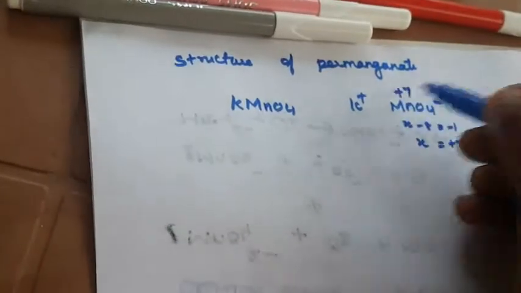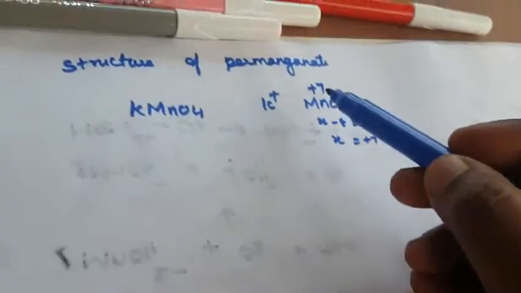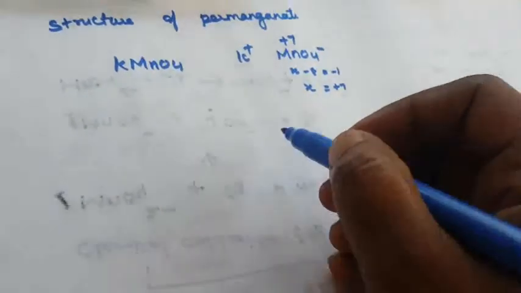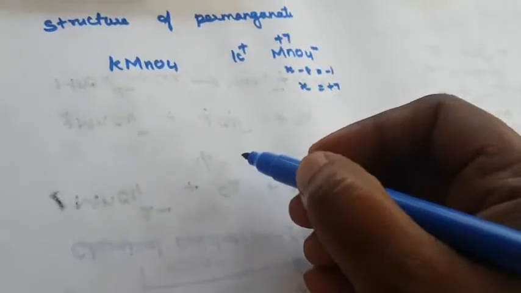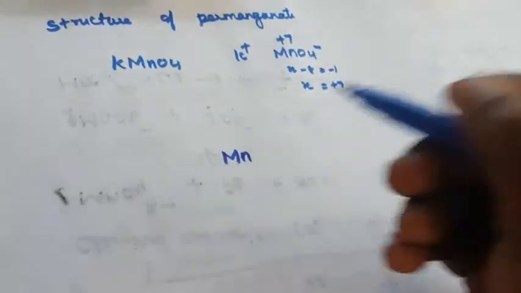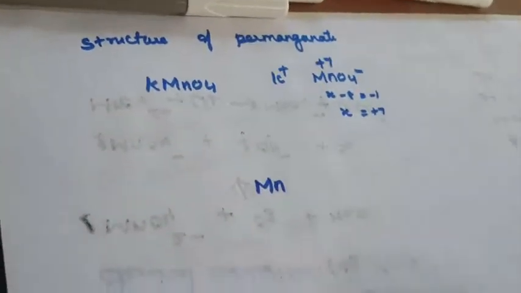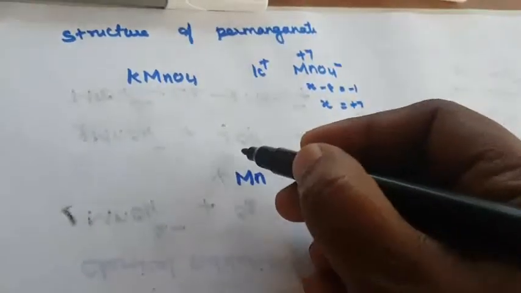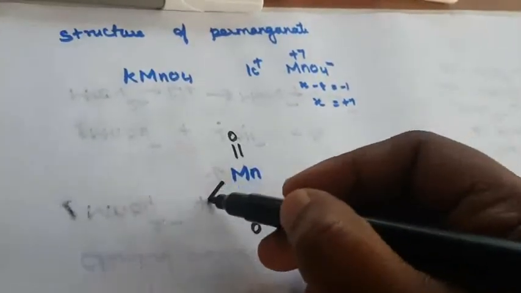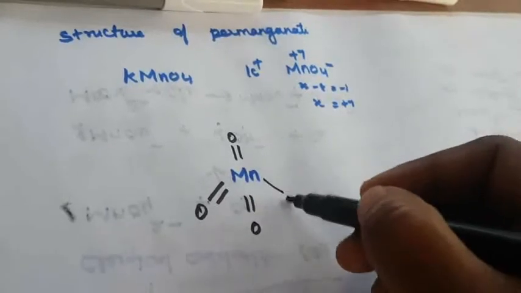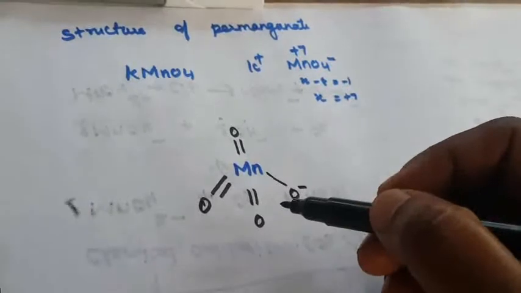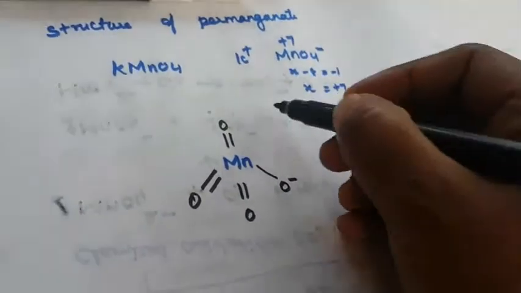So what is the meaning of plus 7? The plus 7 means the manganese contains 7 electron bonds, that is, 7 bonds in that atom. How to write that? Mn, with 7 bonds. Here I am writing the oxygens: 2 oxygens, then 2 more, and 1 is the negative ion. So the permanganate ion has tetrahedral geometry.